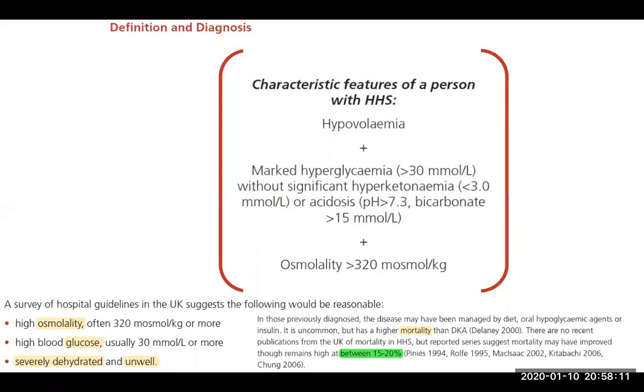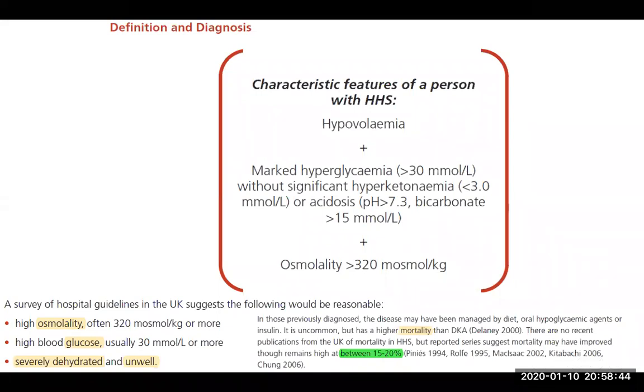This is the diagnostic criteria for hyperosmolar hyperglycemic state. Of course, the hyperosmolar hyperglycemic state usually presents in the elderly, and usually in the elderly with other comorbidities. The patient is usually severely dehydrated and unwell. Blood glucose is very, very high. Osmolarity is very, very high. The mortality in a case of hyperosmolar hyperglycemic state is between 15 and 20%, and in some cases reaches 50%.